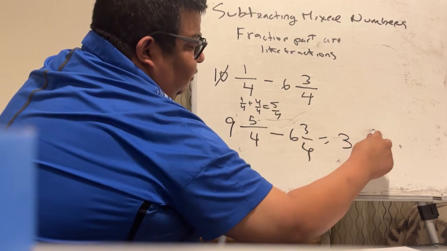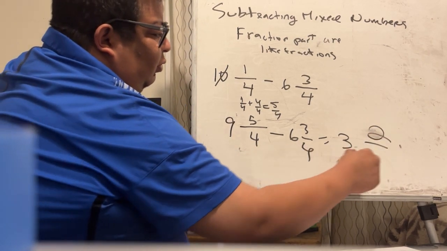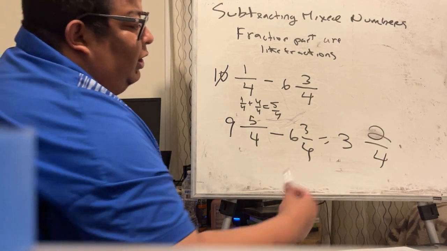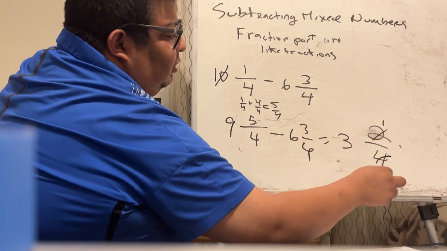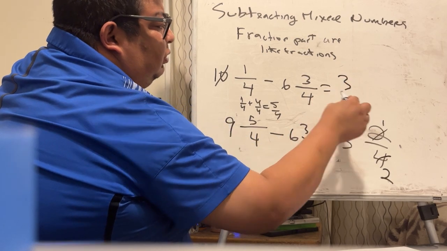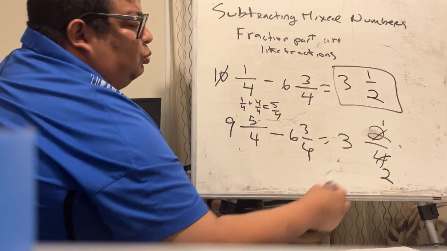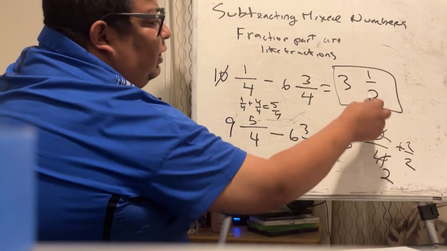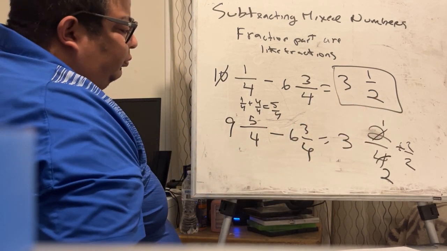So that'll be 2/4. And of course, we can simplify this fraction, because we can divide top and bottom by 2 in the fraction part, and we get 1/2. So the final answer is 3 and 1/2.